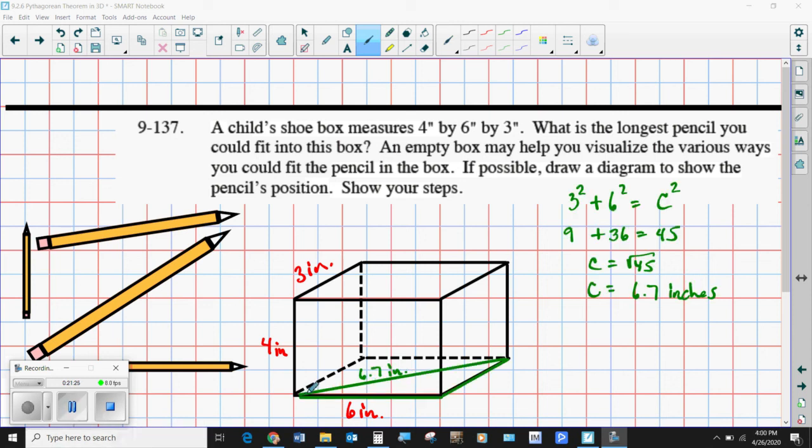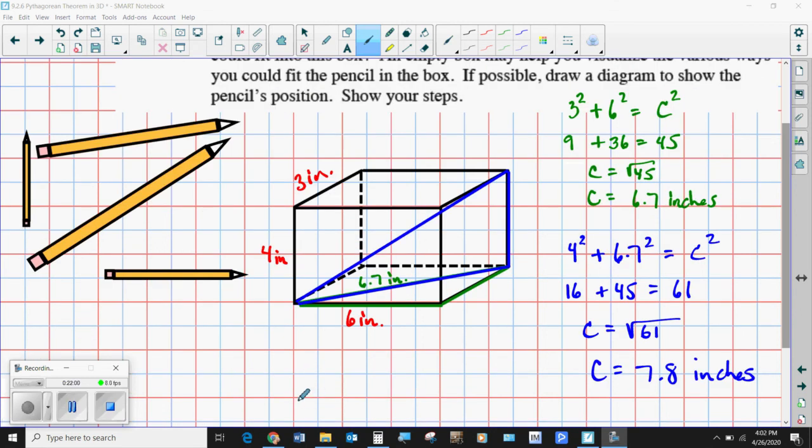Okay, did you get the distance from this corner of the bottom of the box to that corner of the bottom of the box is 6.7 inches, rounded off? Remember, this is the same length as that, which is the same length as that. So this is 3 inches, that's 6 inches. So 3 squared plus 6 squared is 9 plus 36 is 45. The square root of 45 is about 6.7, which makes this hypotenuse, this distance from corner to corner along the flat bottom of the box, 6.7 inches.